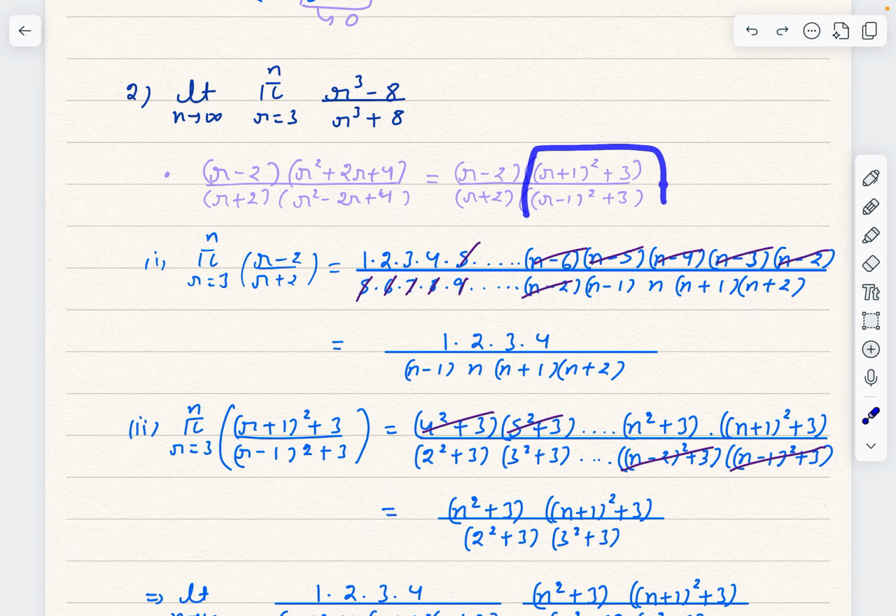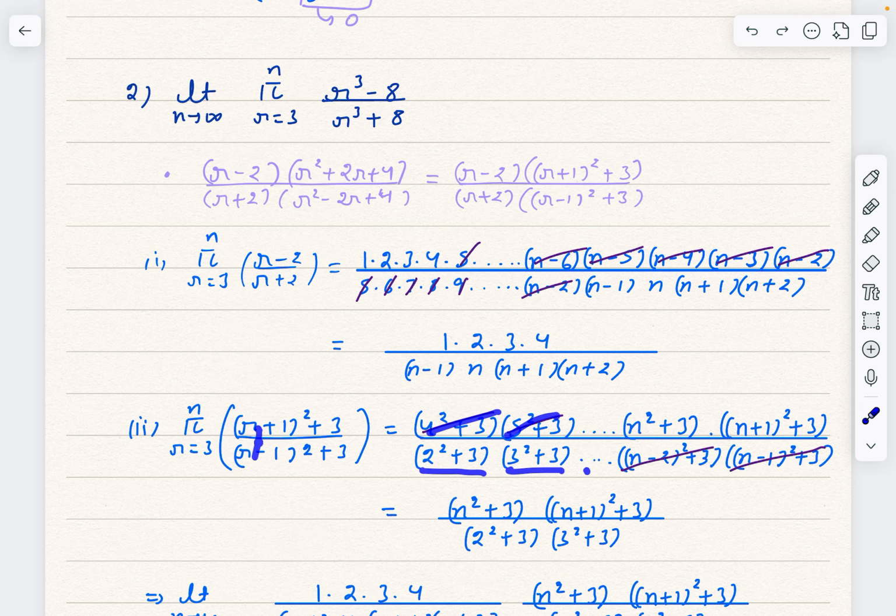Now the next part. Here it is (r + 1)² + 3 over (r − 1)² + 3. If you see the difference between r + 1 and r − 1, the difference here is 2. So when you put r as 3, you get 4² + 3, 5² + 3, and the last will be n² + 3, (n + 1)² + 3. In the denominator, it will be 2² + 3, 3² + 3, and the last will be (n − 2)² + 3, (n − 1)² + 3. So the first terms in the denominator are 2² + 3, 3² + 3. Next will be 4² + 3, which get cancelled out.